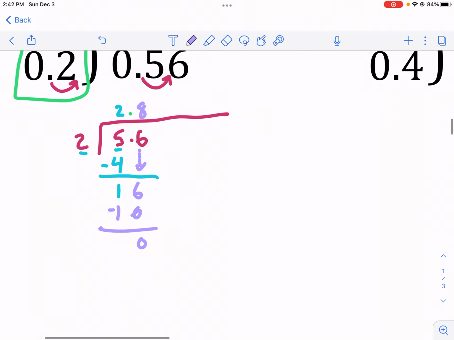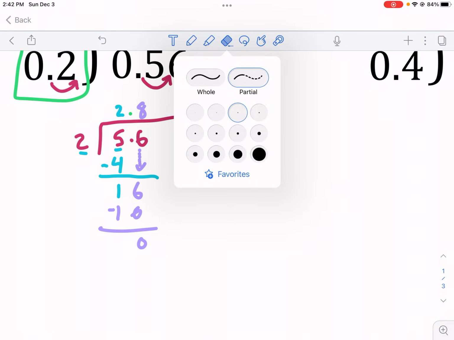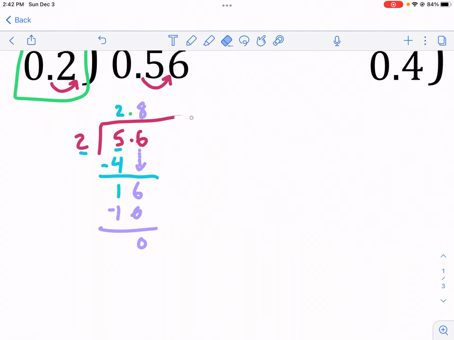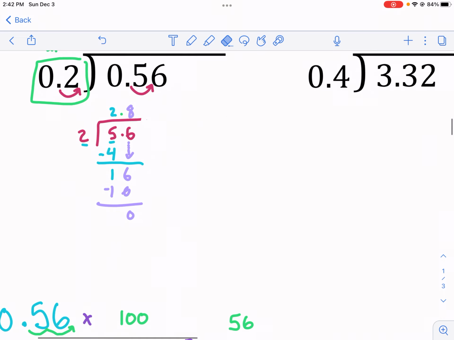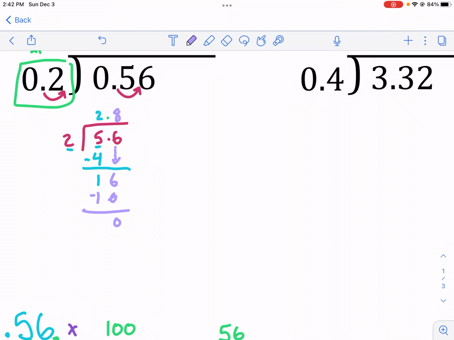Now let's say I'm using the box method, if you're not a fan of the standard algorithm. I wanted to show you what the box method looks like. I really like the box method, and my students generally prefer it. So I'm going to show that to everyone in case you're not familiar.